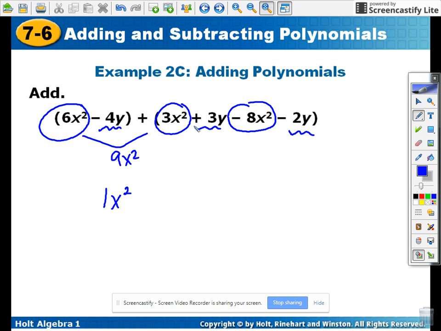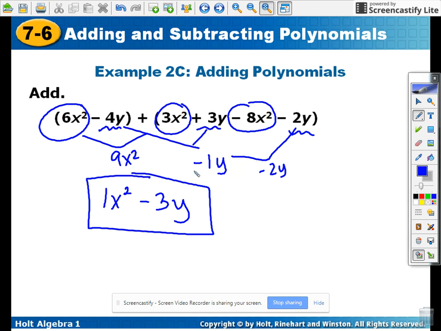So I have a negative 4 plus 3. Negative 4 plus 3 is negative 1y. Minus 2y together makes negative 3y. So when we add these polynomials together, you should get x squared minus 3y.